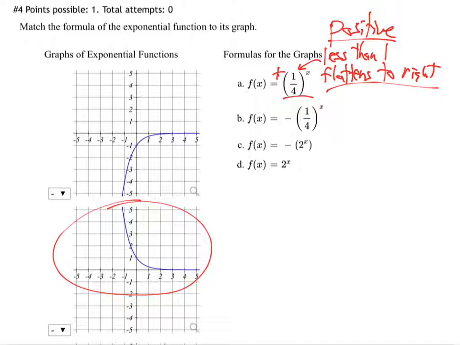Positive graph which flattens to the right. Yeah, so this one is A. This one is equation A. Let's do the next one.